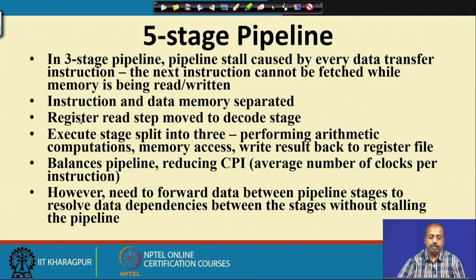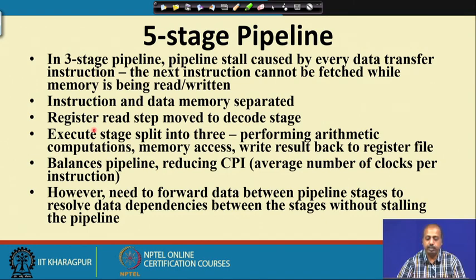The next thing that is done is to somehow make the execute phase simpler. How do we do this? The register read step is moved to the decode stage. In the previous case, the first thing that the execute operation had to do was to get the operands from the register file to the ALU. So, this is simplified, and now this register read is going to the decode stage. The decode stage was previously less loaded. Now, the load has been increased to balance the stages.